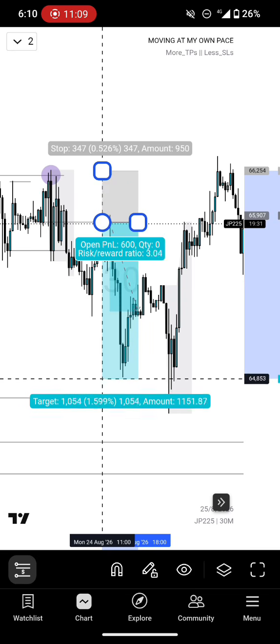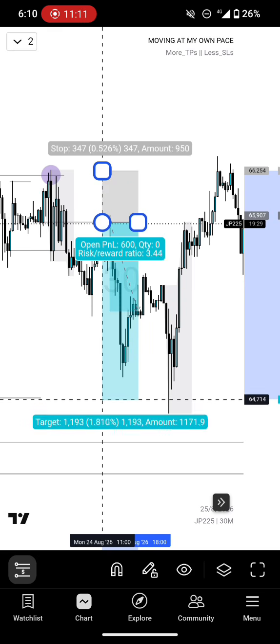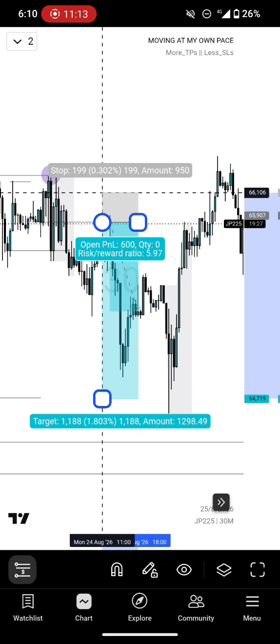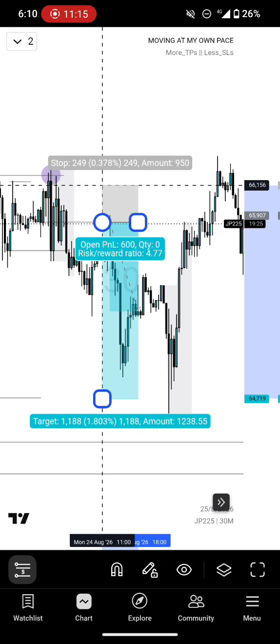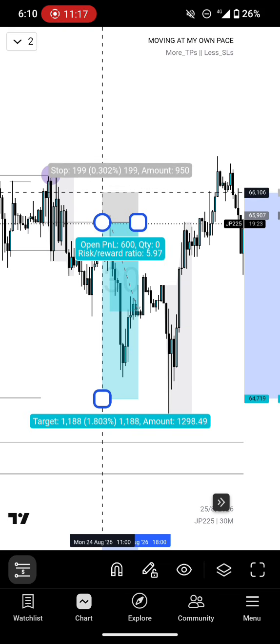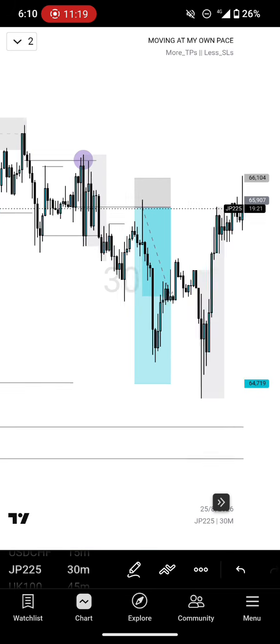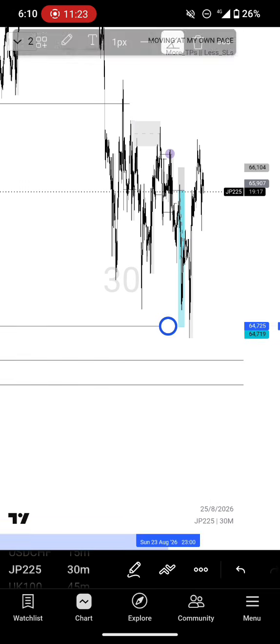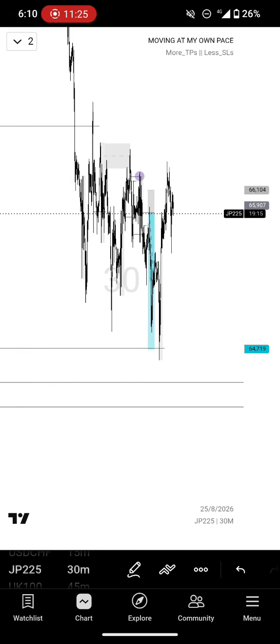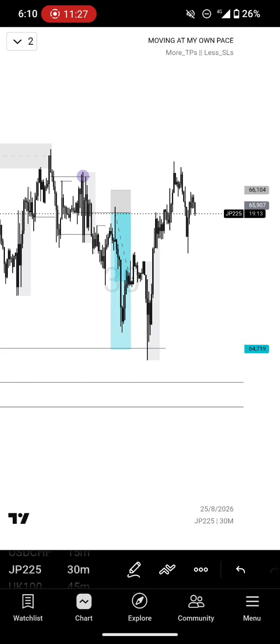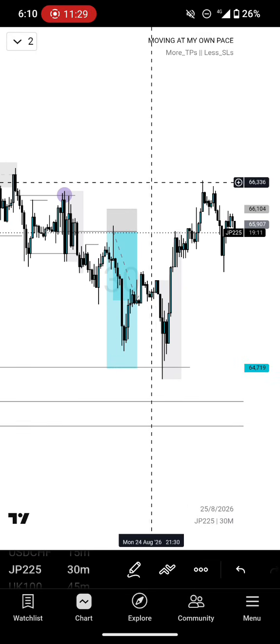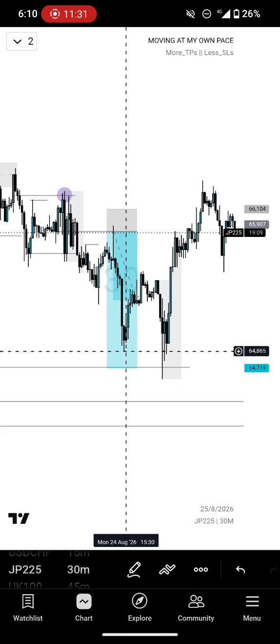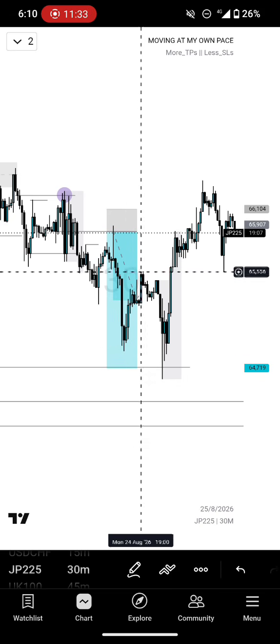At this point, my target was, I think, 6RR. Yes, 6RR trade. This gave me a 6RR trade, something like this. Then my target was this particular liquidity on the daily. I showed you this particular one, right? So what happened is the market drove down to this particular place, and what happened? Market started giving a pullback, right?